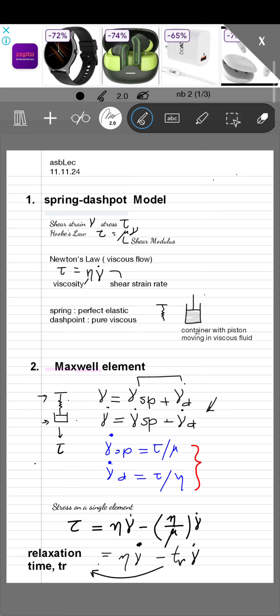This will also be positive. So strain is actually the combination of strain occurring, and so is the strain rate. If you consider now the total system as a single element, which is the Maxwell's element, then the stress on a single element can be represented as this following equation.